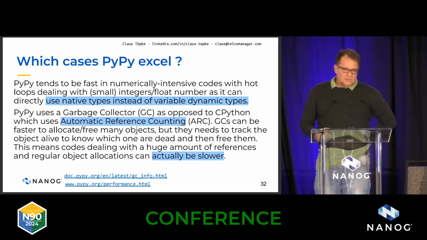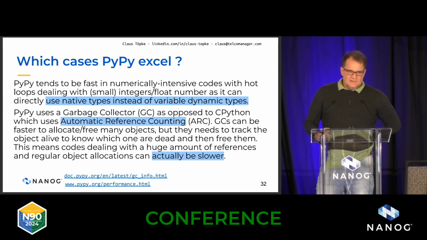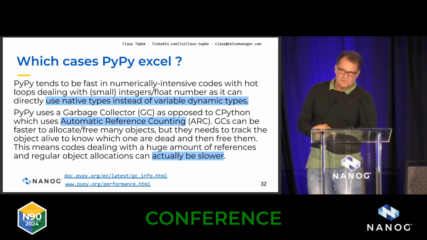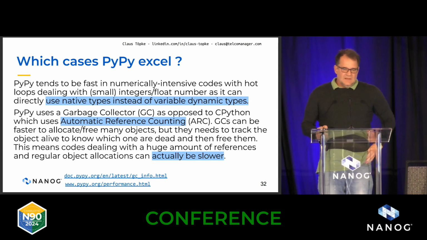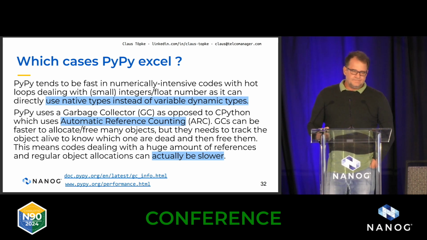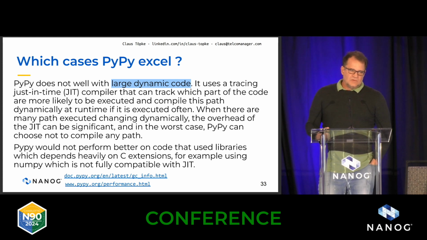So PyPy excels for things that are simpler. When you have more complex code, it's not going to work as well. But the big advantage is memory management. PyPy uses a garbage collector with a traditional algorithm, and CPython uses automatic reference counting, which is the thing that makes Python really slow. So if you have a large dynamic code base, PyPy probably will not do anything different.